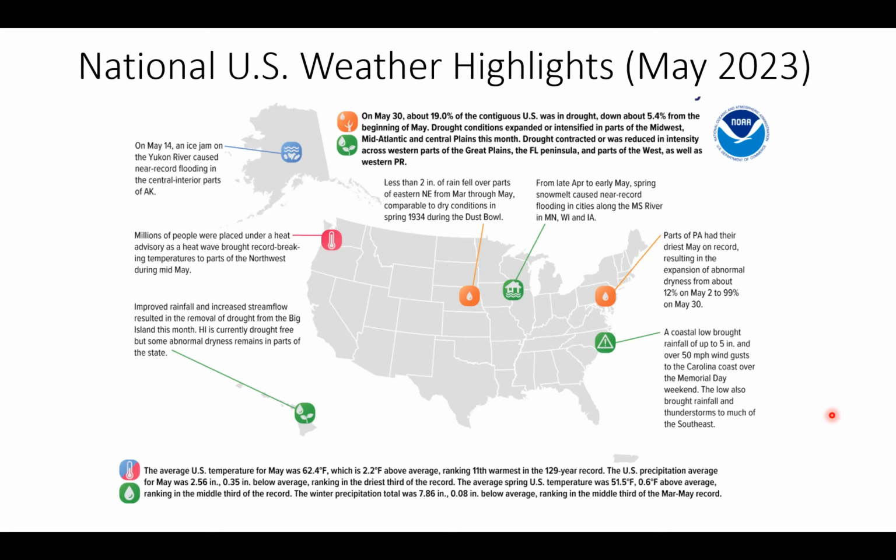And then the average spring U.S. temperature overall, if we looked at March, April, and May, ending the end of May 2023, was 51.5 degrees Fahrenheit, which was actually just 0.6 degrees Fahrenheit above average, ranking in the middle third of the record. So just some overall national highlights here for the month of May 2023 across the United States.